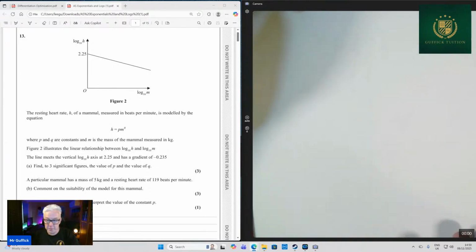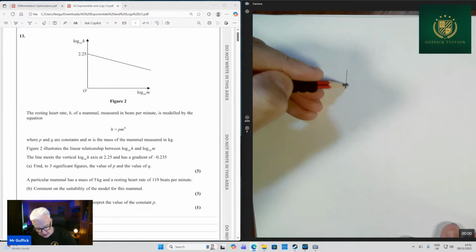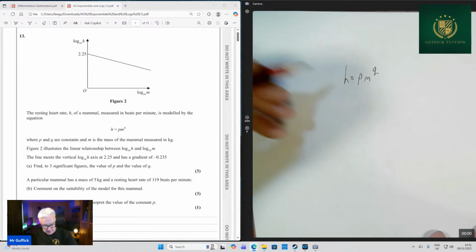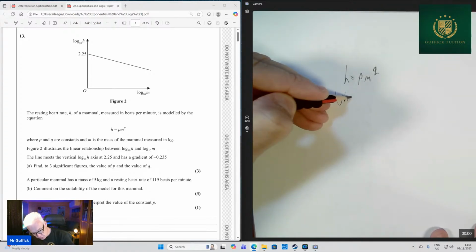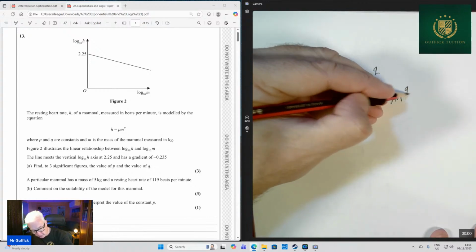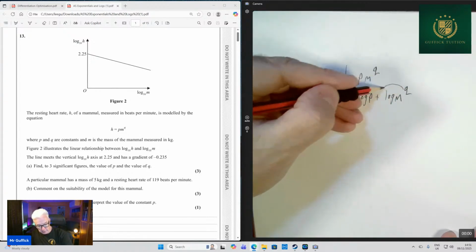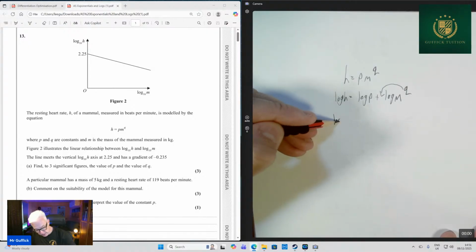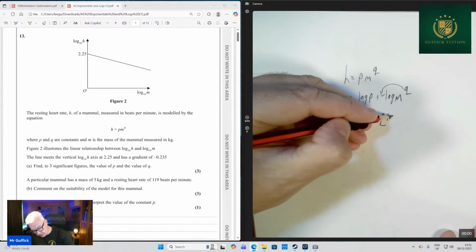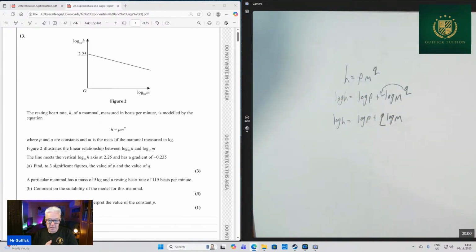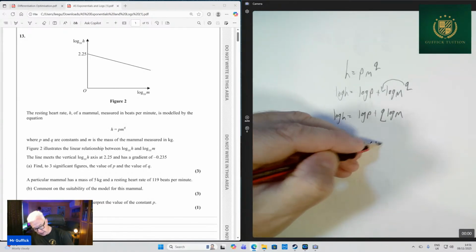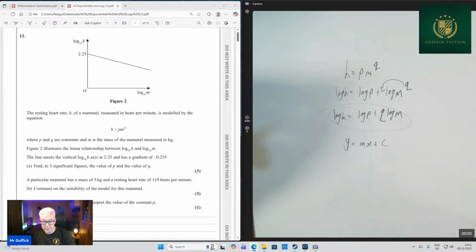So here's my preferred approach. I like to write down H is equal to PM to the power Q. And I'm going to take logs. So I'm going to have log H is equal to log P plus log M to the power of Q. I'm then going to use the power law to bring the Q to the front. So I've now got log H is equal to log P plus Q times by log M. And what I like to do now is I like to write down y equals mx plus c and rearrange this so it fits the pattern, okay?